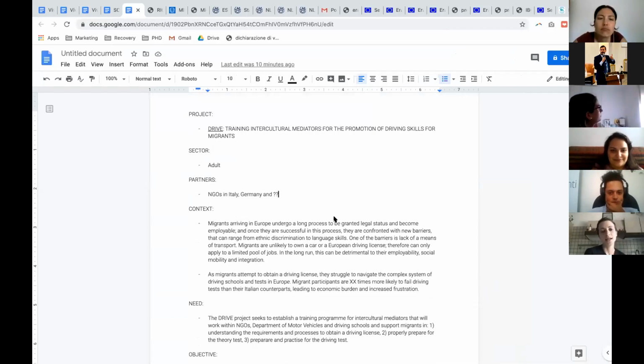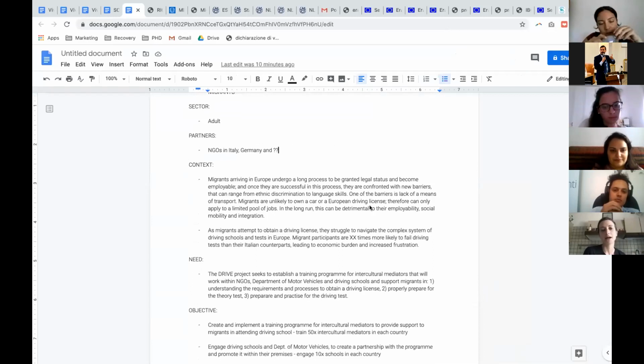So my project is in the adult sector, and it's specifically a project about helping migrants go through driving school in Europe. The context is that often migrants that arrive in Europe have to undergo a very long process to become employable. But after they become employable, the job pool that they can choose from is limited to jobs that they can reach with the means of transport that they have. And that very often is not a car because they don't have a European driving license. Migrants very often have a driving license back in their home country, but they cannot use it here.